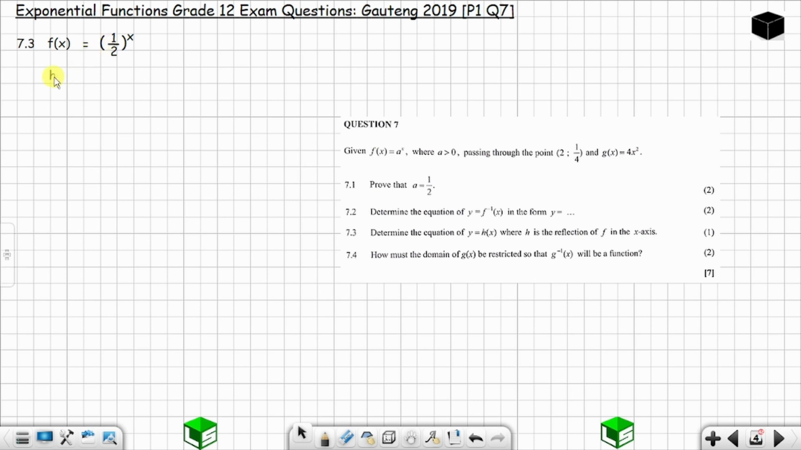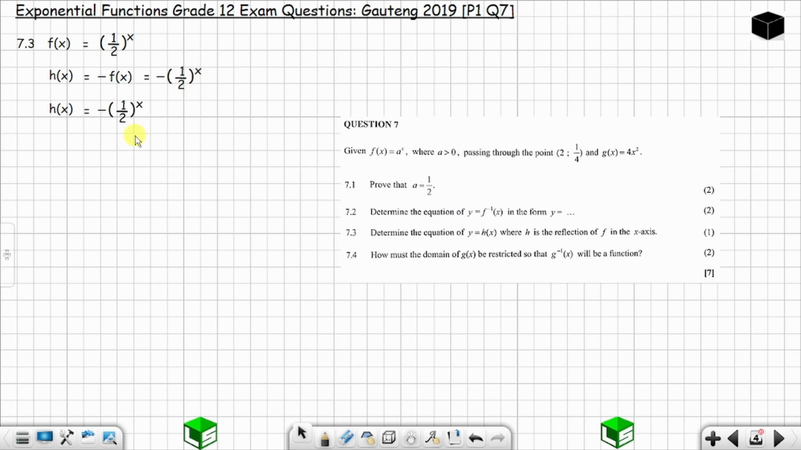Now, to get h of x is obtained by reflecting f in the x-axis. To reflect f in the x-axis, you have to multiply it by -1. Okay, when you multiply f of x by -1, this is equal to h of x. This is what you have to do when you are trying to reflect an equation in the x-axis. You multiply it by -1. So you carry on. What is h of x? This is h of x. Remember, you multiply it by -1, so you have -1 there. Okay, and so finally, h of x is equal to this, what you have there.